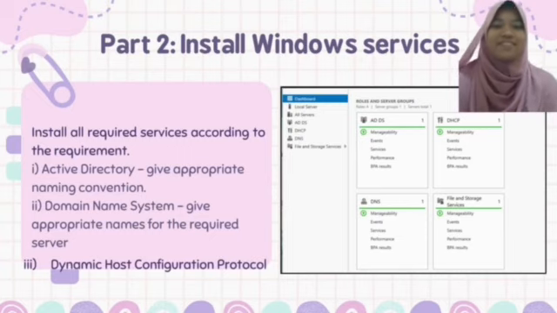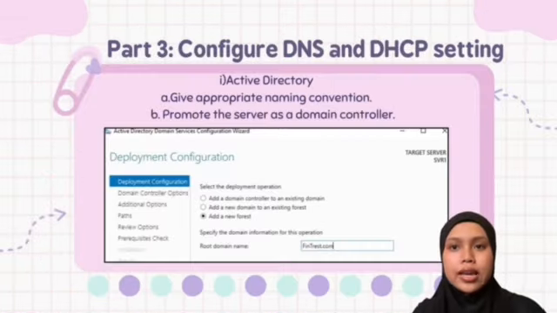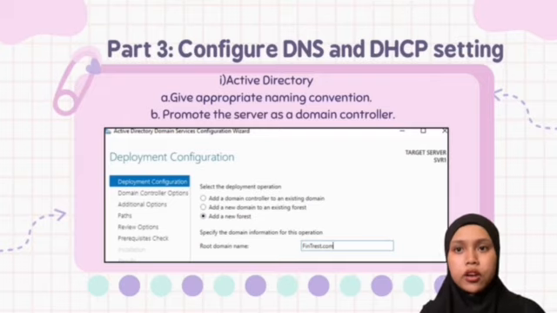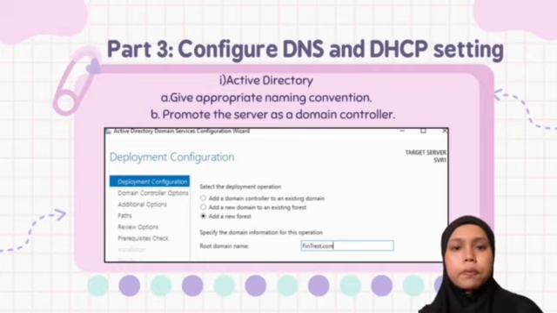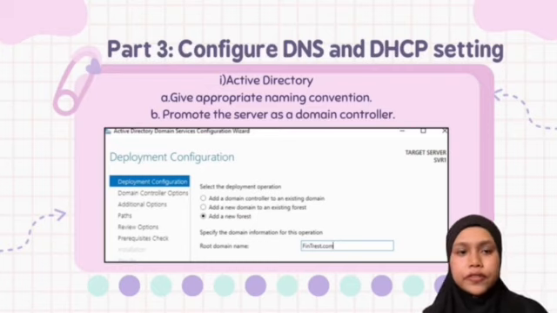it to my friend Syairah. Okay, now I explain part 3, configure DNS and DHCP settings. Okay, first Active Directory. A, give an appropriate naming convention. B, promote the server as a domain controller.